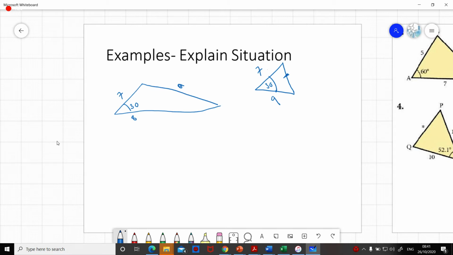We're going to look at the second situation where we use the cosine rule. The second situation is quite simple. We'll look at that in the next video. So let's look at this now.